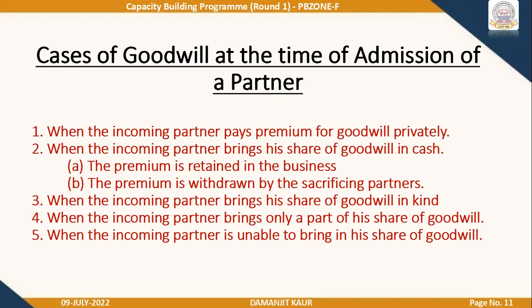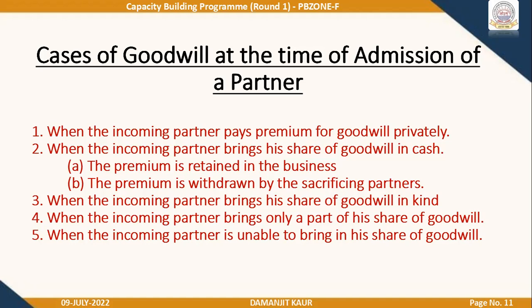But when he is unable to bring in his share of goodwill, the sacrificing partners definitely will be asking for compensation, because it is not their fault that the incoming partner is not able to bring in his share of goodwill. So we will discuss these methods in short only because we have the main topic of raising and writing off of goodwill. If we talk about the first method, when the incoming partner pays premium for goodwill privately, we are not to pass any journal entry because the amount has not been brought into the books of the business. The financial position of the business is not affected.